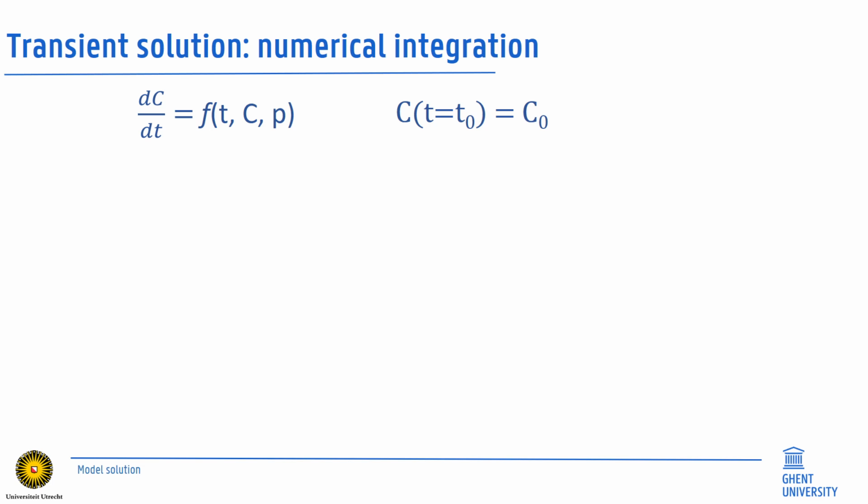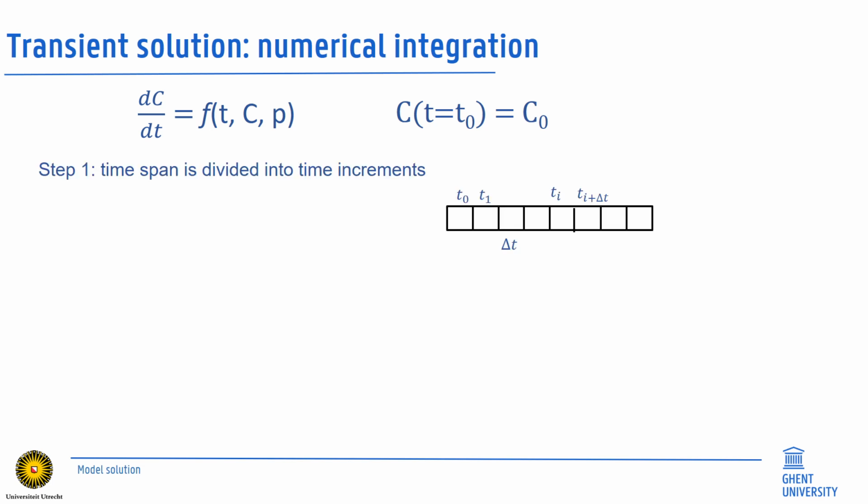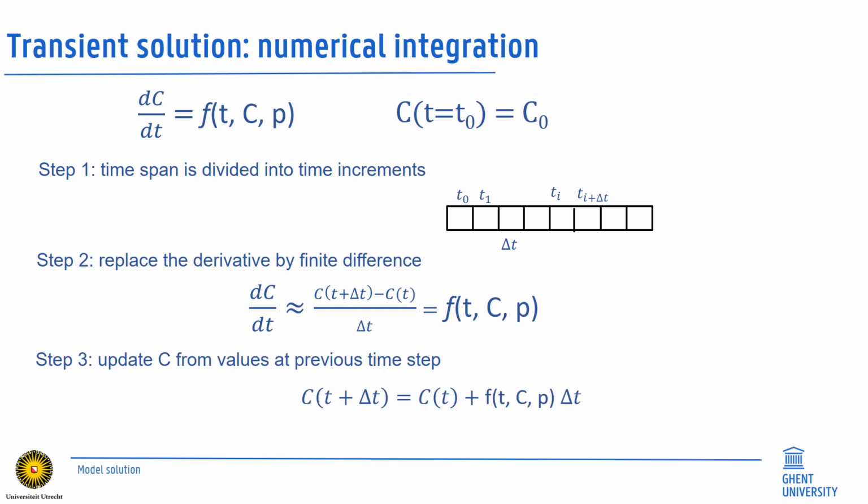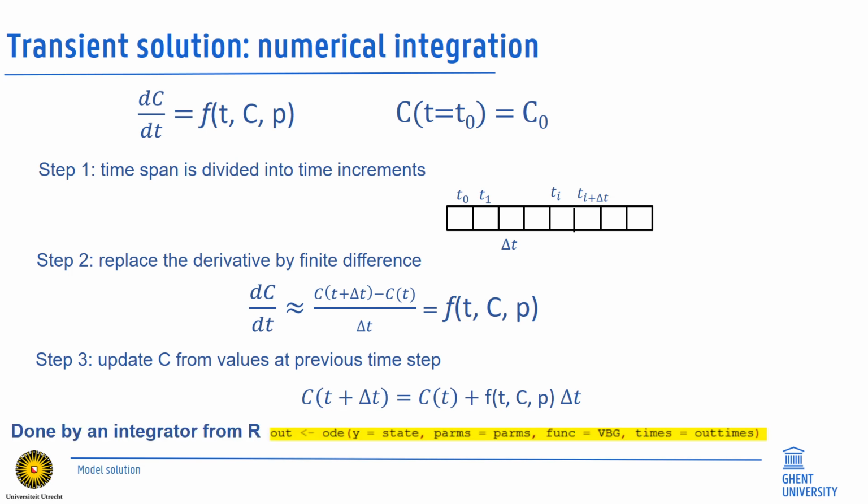The good thing is that we can rely on computers for making these calculations. These integrators simply divide the time span in a number of time steps of relevant delta t, replace the derivative by the finite differences for a time step, and update C from previous time steps. The integrator used by R is the ode function.